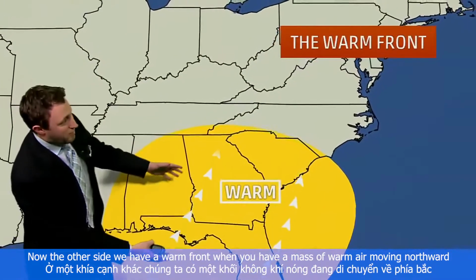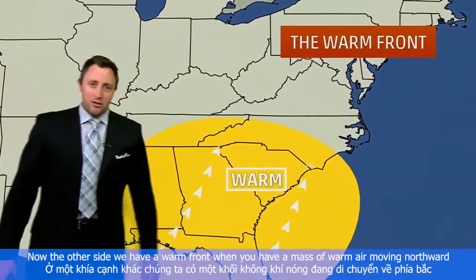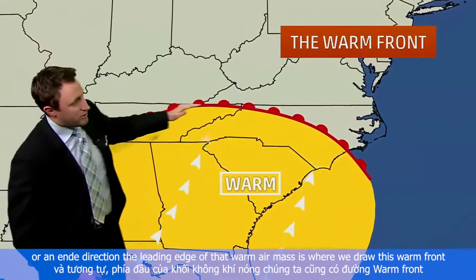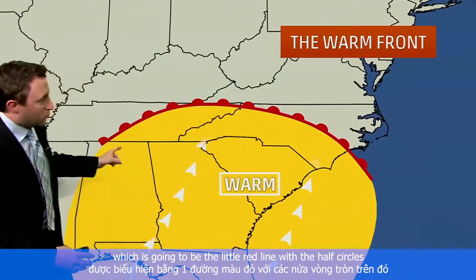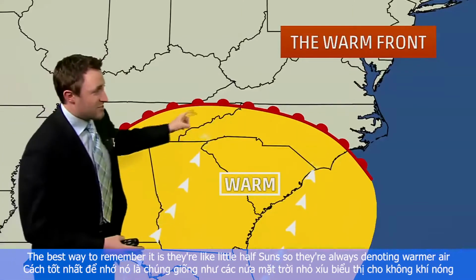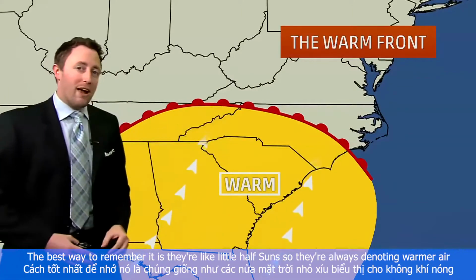When you have a mass of warm air moving northward or in any direction, the leading edge of that warm air mass is where we draw this warm front, which is going to be the little red line with the half circles. The best way to remember it is they're like little half suns, so they're always denoting warmer air.